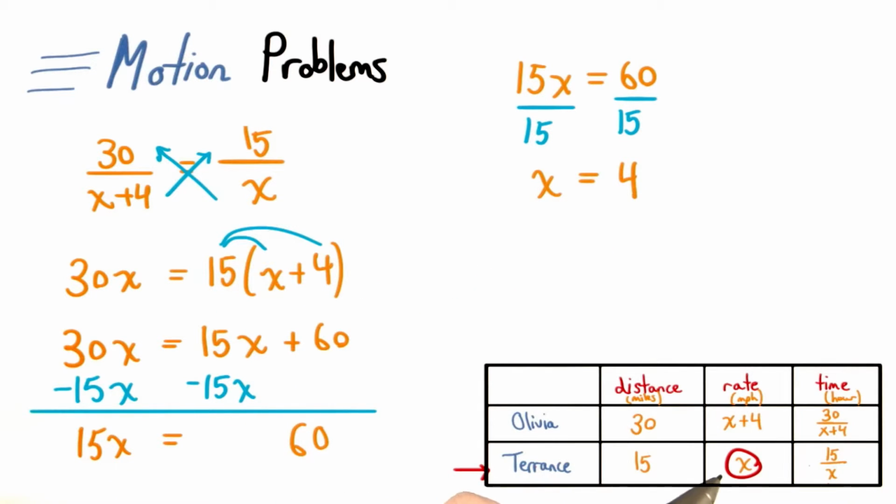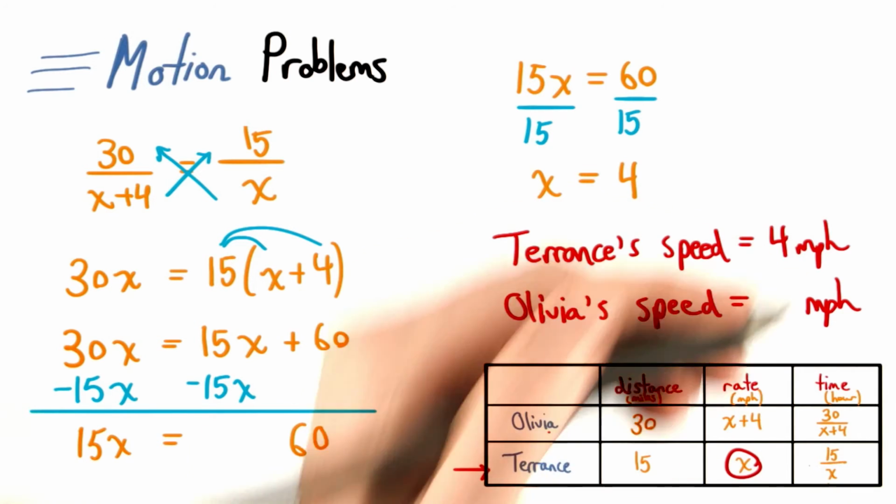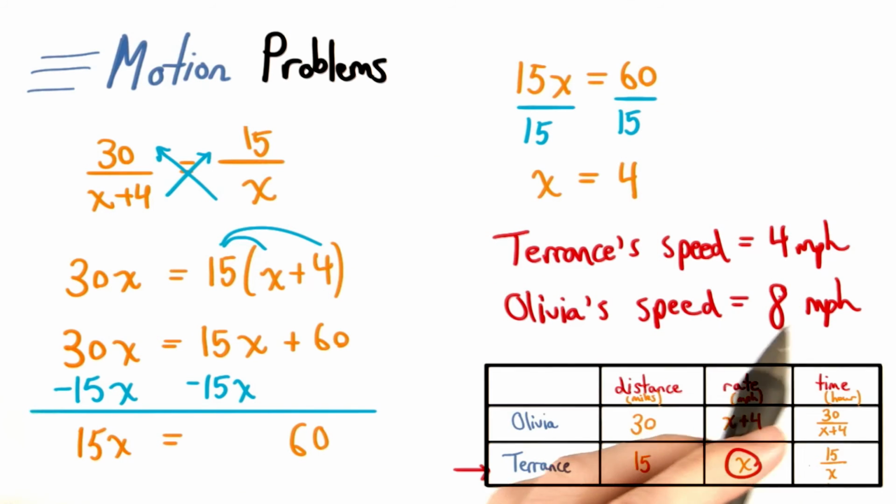We know x really represents Terrence's speed. So Terrence's speed is 4 miles per hour. Olivia bikes 4 miles per hour faster than Terrence, so we know she travels at 8 miles per hour.